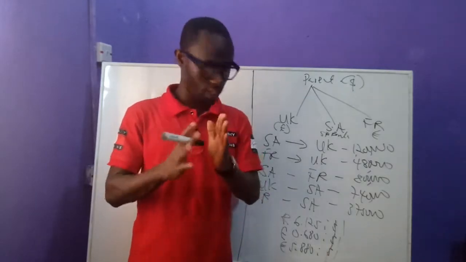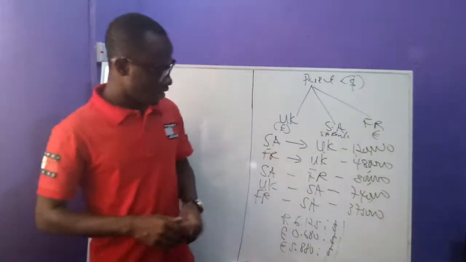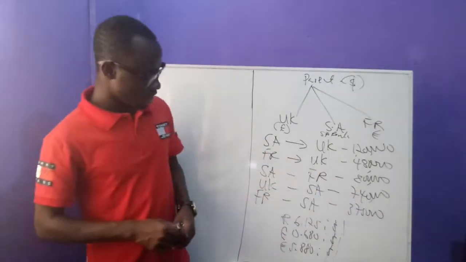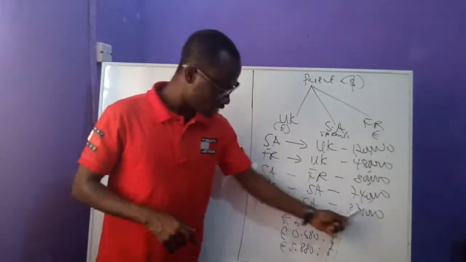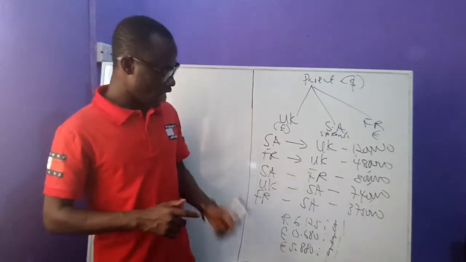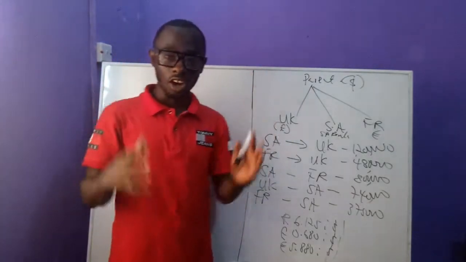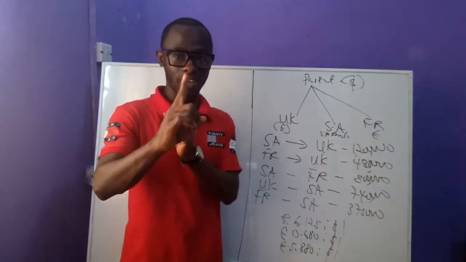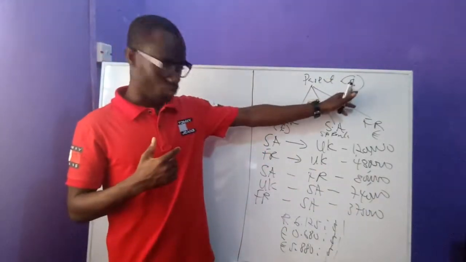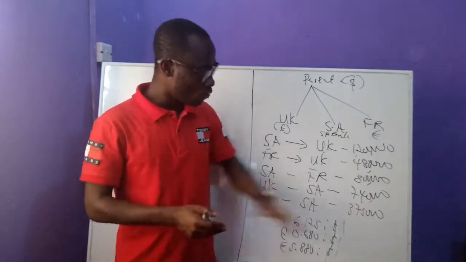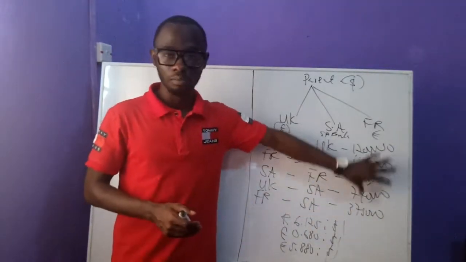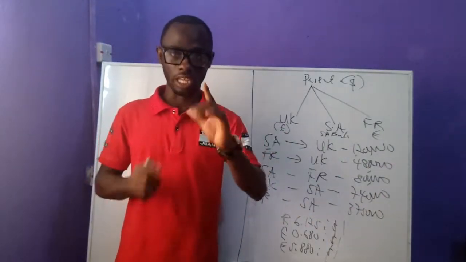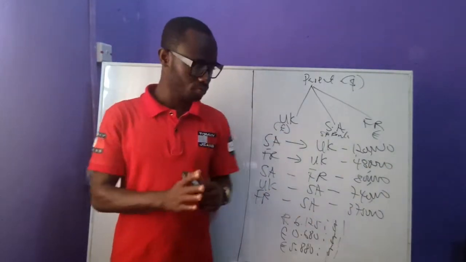So the first step is, this is in rand, this is in euros, this is in rand, this is in rand, euros, and this is in what? Pounds. So at the end of the day, we need to convert all of these foreign currencies into a single currency. That is the currency of the home country. So the dollar. So we will convert all of this money in euros, in pounds, and in the South African rand into dollars. That is the first step we go through.